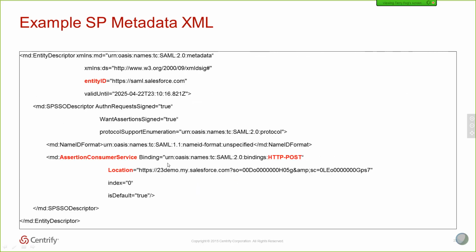So here's an example for SP metadata. Once again, the names are the same: entity ID, so this is the audience value. The ACS URL with the binding POST, and the URL is given in the location attribute, which means in this example, it is this one.